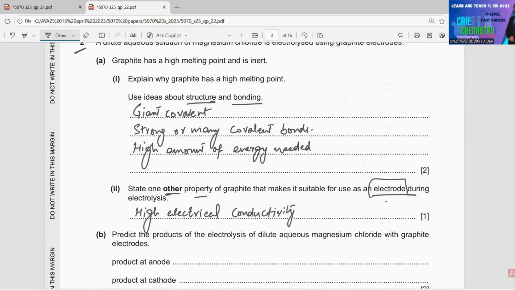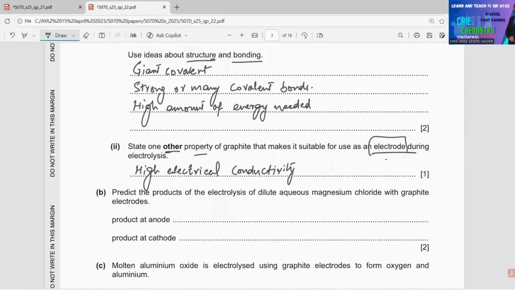Part B. Predict the products of the electrolysis of dilute aqueous magnesium chloride with graphite electrodes. So now you have dilute magnesium chloride. So what will you get? You will get hydrogen at the cathode and oxygen at the anode. Either you can write the formula or the name, because they are asking you to predict. They're not saying to write down the formula. At the anode, you have O2 or oxygen. For the cathode, you have either H2 or hydrogen.